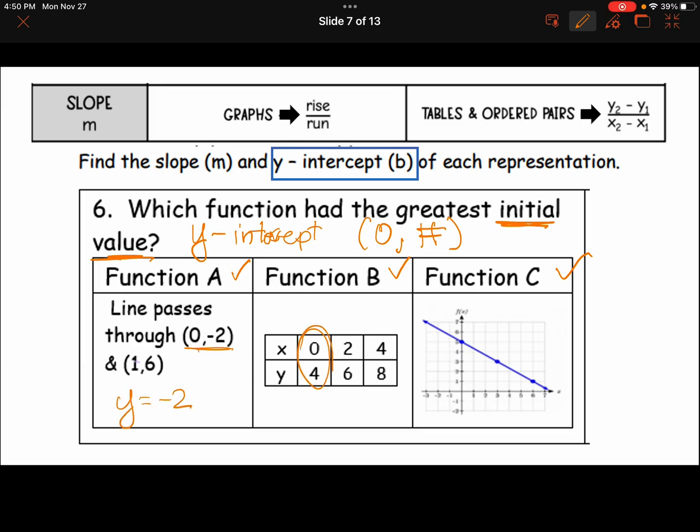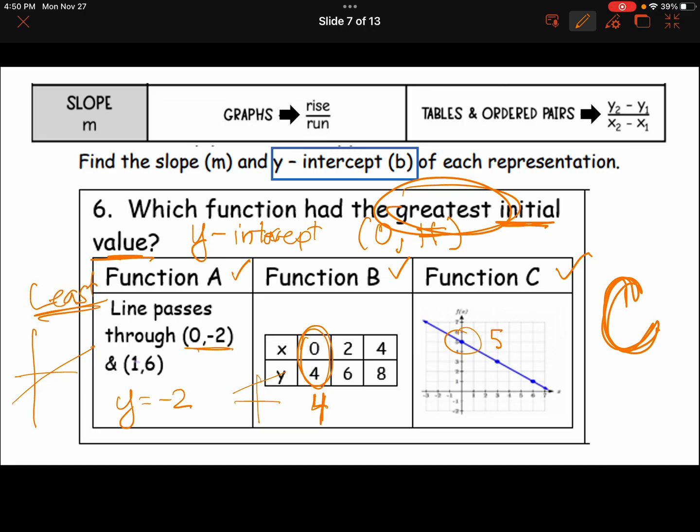In this one, the y-intercept is 4, meaning this is crossing the graph at -2. This one would cross the graph at +4. And this one, C, is crossing it at 5. Who had the greatest initial value? That would be C. Said who had the least initial value? Least would be A. Can't answer any of those questions unless you can find their initial value.